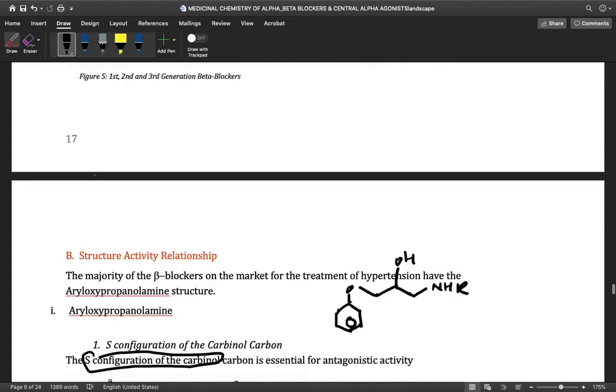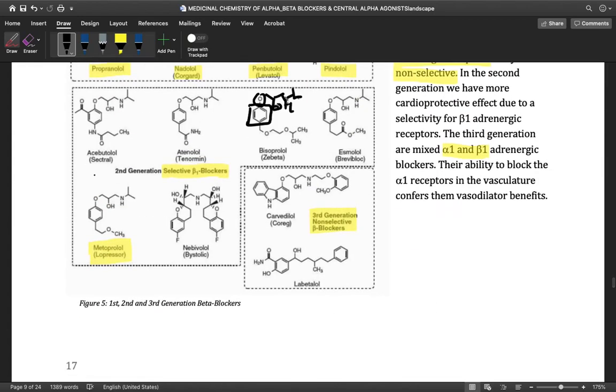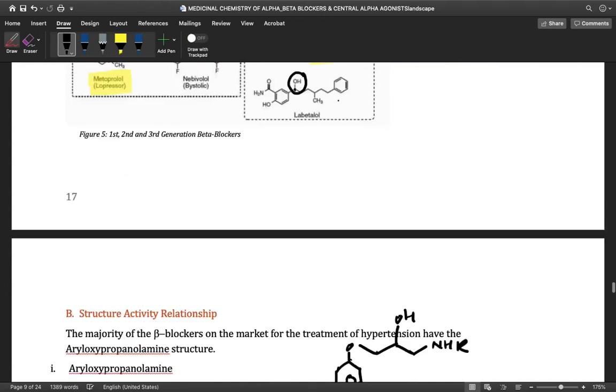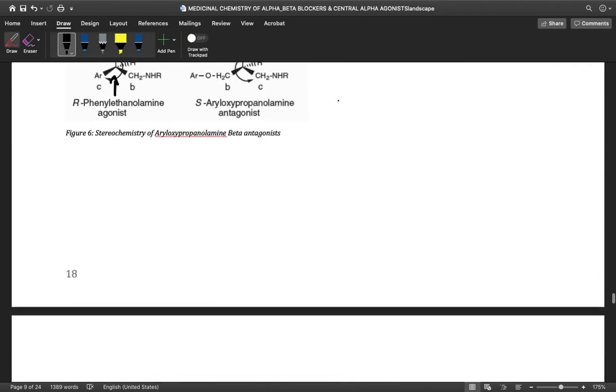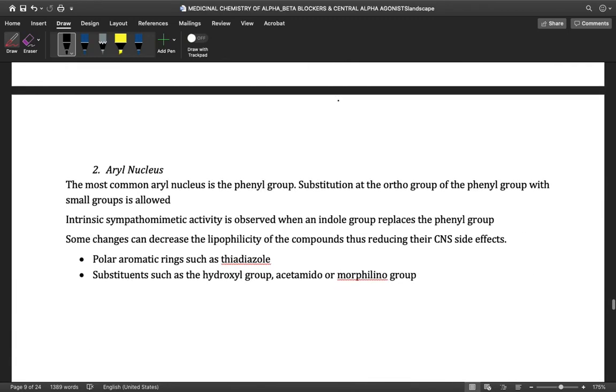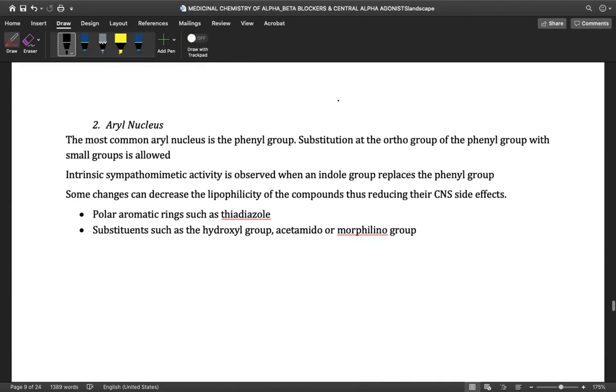So the carbon that we're talking about here is the carbon that has this hydroxy group here. So the S configuration is necessary for activity. All right. Let's keep moving forward here.